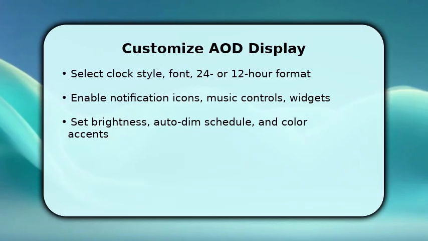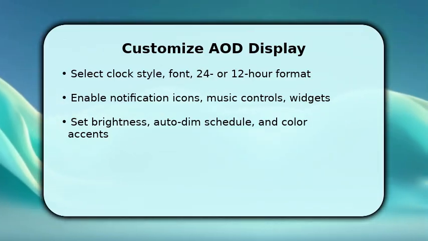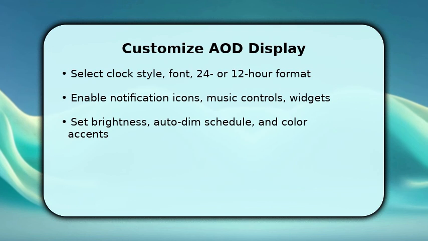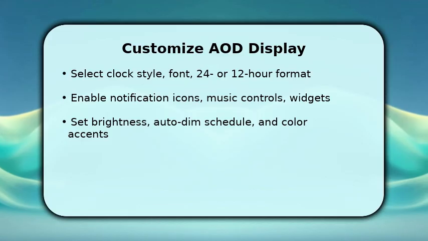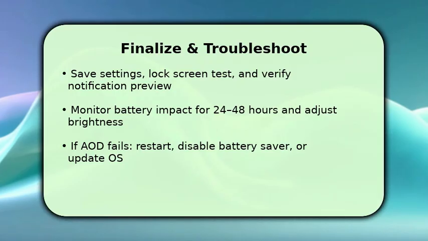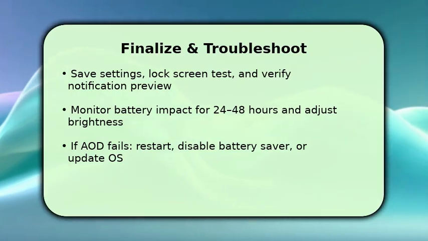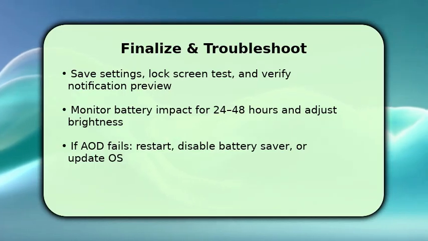Once configured, use the preview to confirm spacing and contrast. Make sure to test with ambient lighting to ensure readability and adjust color accents if the default washes out. You finish by saving settings and locking the screen to verify the Always on Display shows the chosen elements. Test notifications and music controls so you know what appears at a glance.